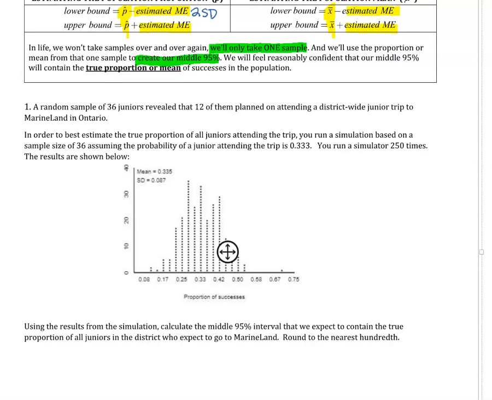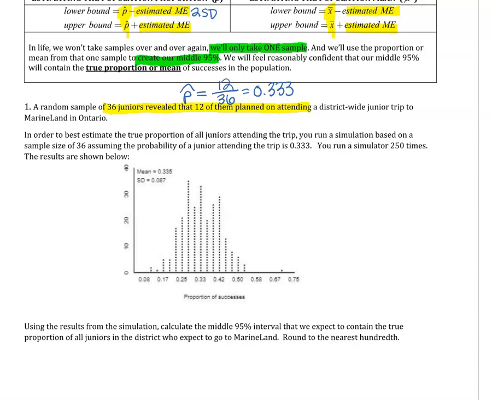Okay, so for example 1, a random sample of 36 juniors revealed that 12 of them plan on attending a district-wide junior trip to Marineland in Ontario. So keep in mind, that's a p hat right there. They took a sample of 36 juniors and found 12 of them said yes, they're going to go, which is the same as a decimal of 0.333 for 3 decimals.